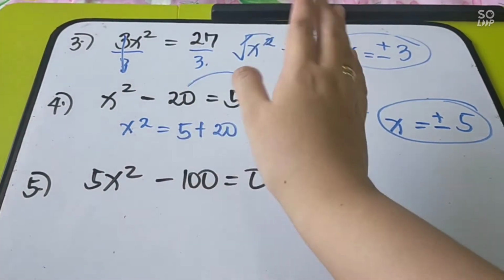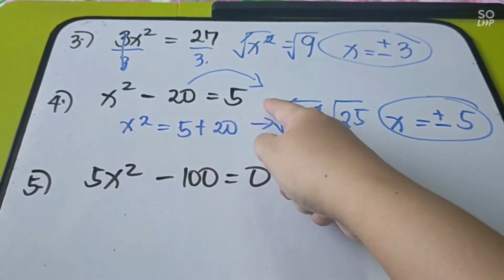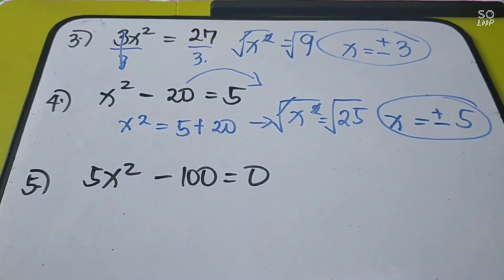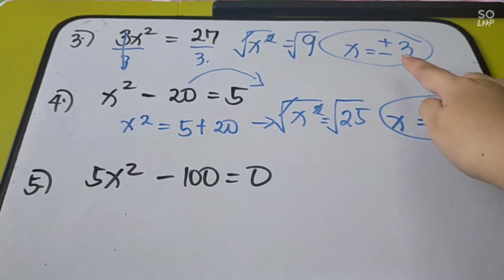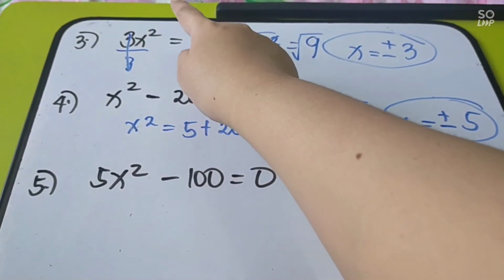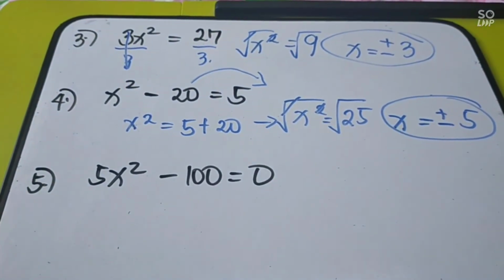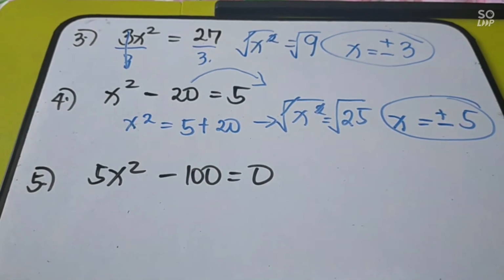Tingnan nyo. We have here positive 5. 5 squared if you are going to check. So, we have 5 squared, the answer is 25. 25 minus 20, the answer is 5. Naintindihan? Next tayo, dito, 3. So, substitute 3 to x. 3 squared is 9. 9 times 3, the answer is 27. Did you get it?